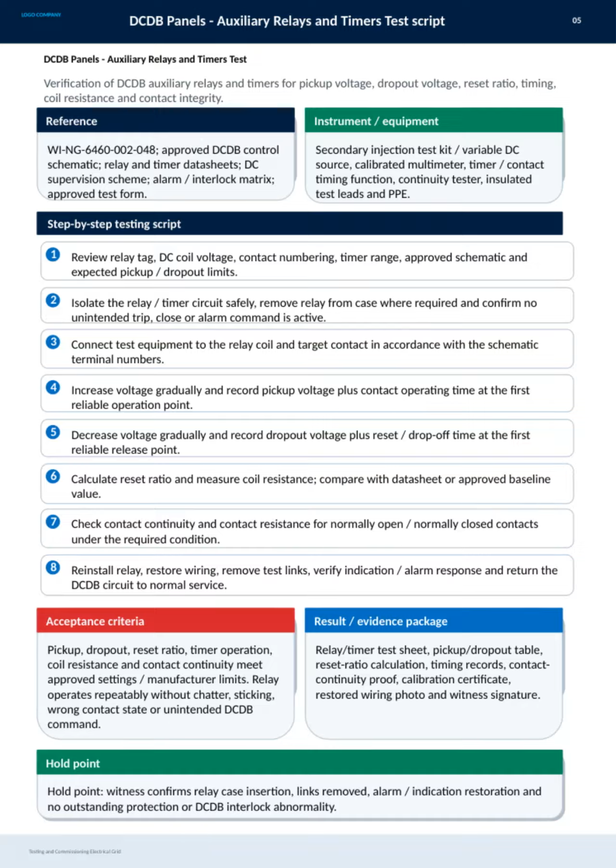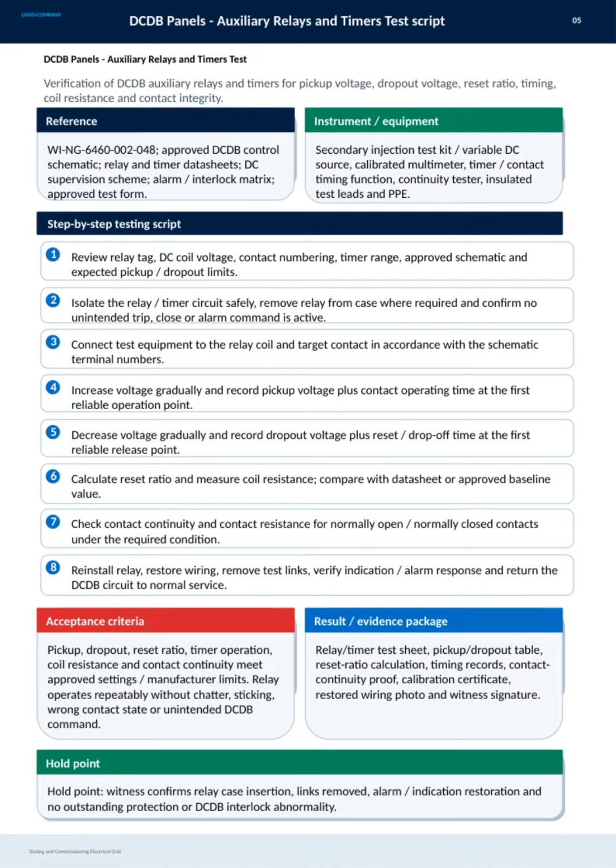On this slide, we focus on the comprehensive test script for DCDB panels, specifically for auxiliary relays and timers. The goal here is to verify several critical parameters, including pickup voltage, dropout voltage, reset ratio, timing, coil resistance, and contact integrity. These tests ensure that the relays perform reliably within the electrical grid system. We start by reviewing all relevant documentation and schematic details to understand the relay tag, coil voltage, contact numbering, timer ranges, and acceptable limits.